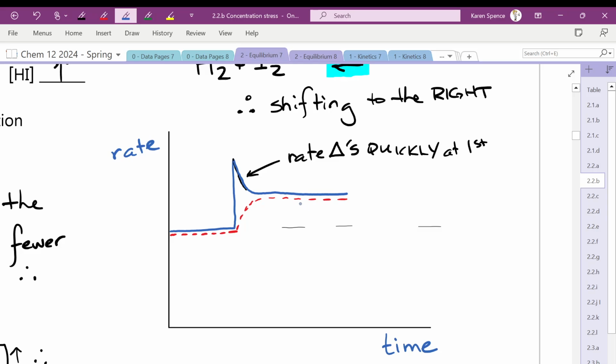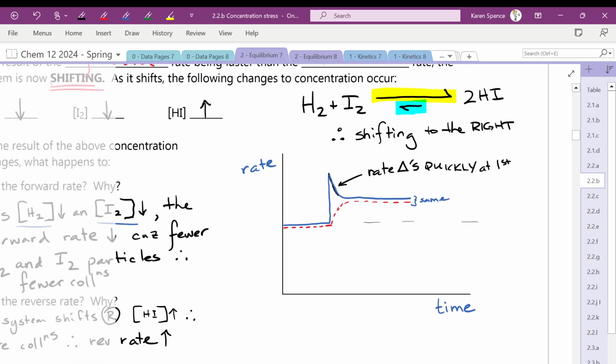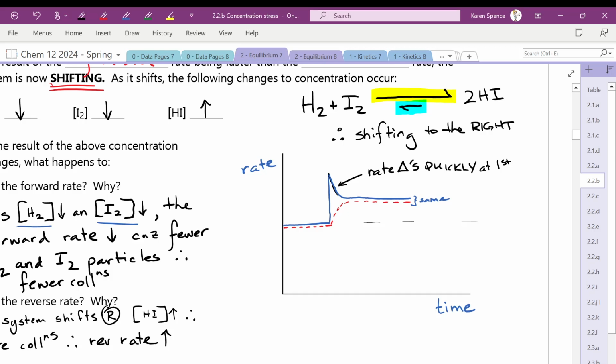And technically, it would be better if I could get those two closer together, but that would be fine. I'd be like, okay, you're meaning that they are the same, okay? Technically, they're the same. Very good. So that would be a rate diagram for what would happen if the H2 concentration was increased.